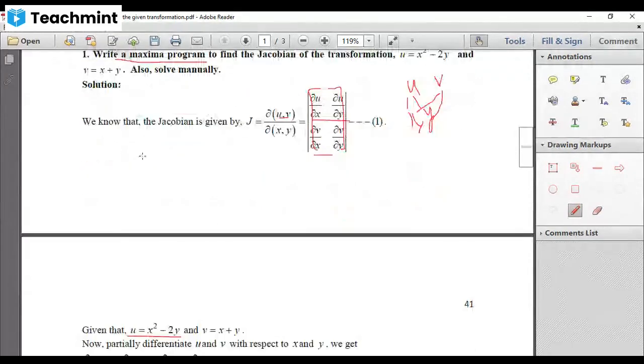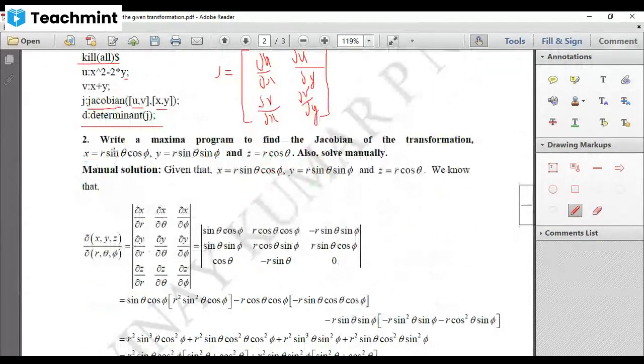Okay. Now, let us see one more problem. Write a Maxima program to find the Jacobian of the transformation x equals r sin theta cos phi. So your x depends on r, theta, as well as phi, right? And y is equal to r sin theta sin phi. So your y depends on r, theta, phi, and z depends on r, theta, phi. So here x, y, z are dependent variables, and r, theta, phi are independent variables.